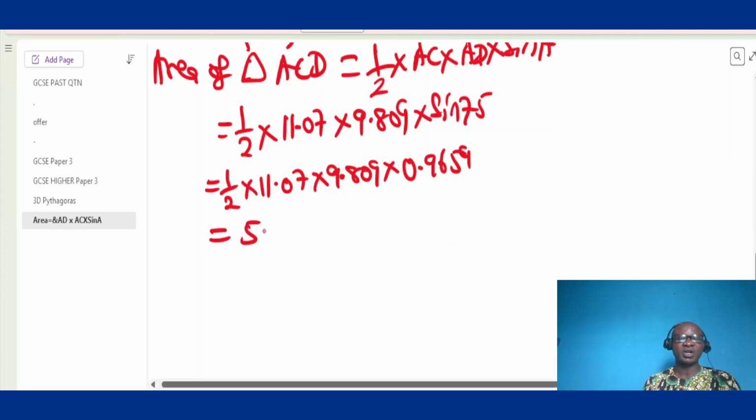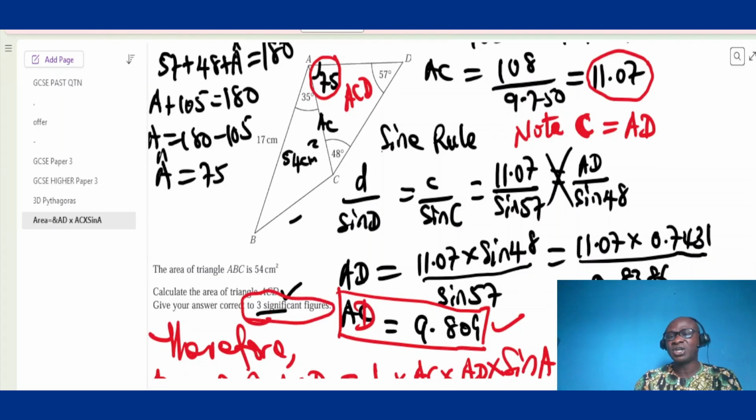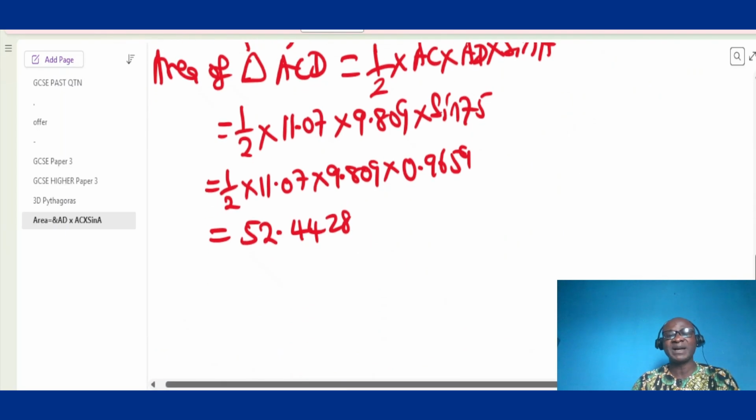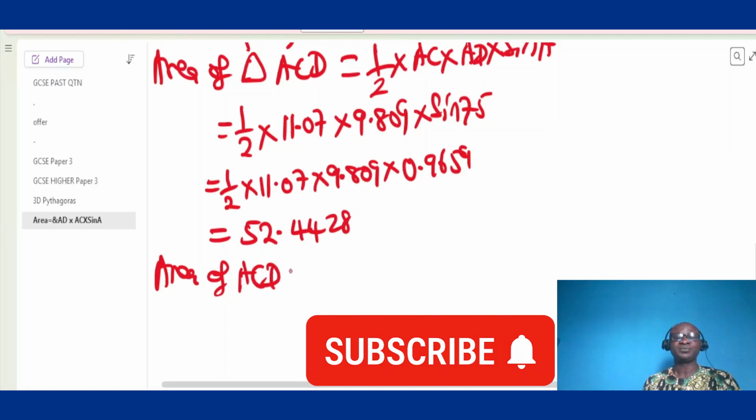Therefore, I got 52.4428. But the question told us to write our answer to 3 significant figures. Look at it here, that our answer should be corrected to 3 significant figures. Therefore, we go back to the answer and say the area of triangle ACD is now equal to 52.4 to 3 significant figures.